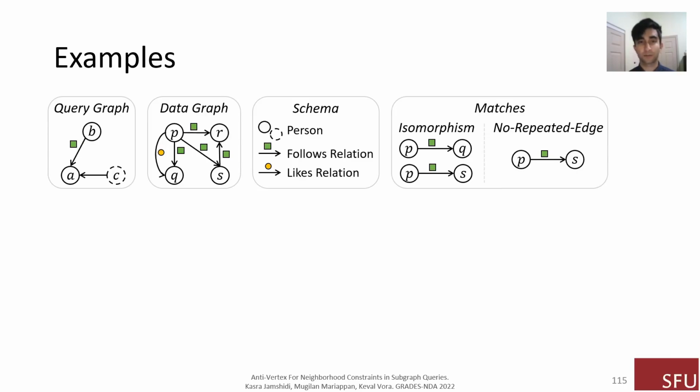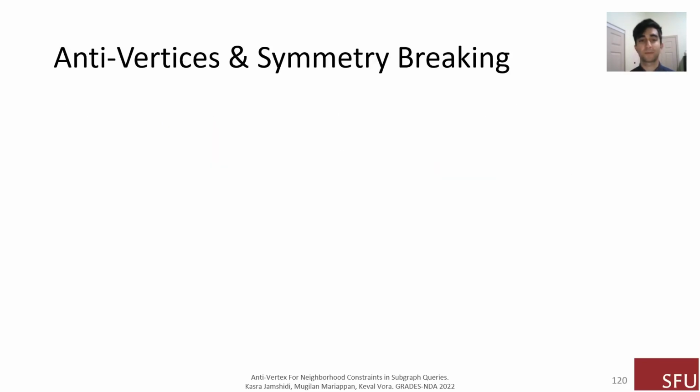Let's quickly check them. The PQ edge is certainly a match in isomorphism semantics, since Q's only in-neighbor is P. On the other hand, the second PQ edge can match the anti-vertex, so this is not a match in no-repeated edge semantics. P and S is a match in both paradigms, since S only has one incoming edge. And finally, SR is not a match in either paradigm, since R has two incoming edges. Be sure to check out the other examples in the paper.